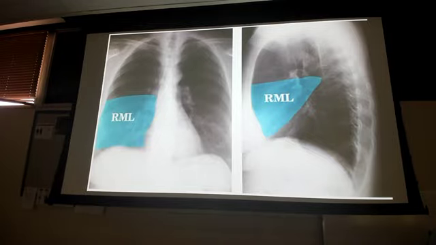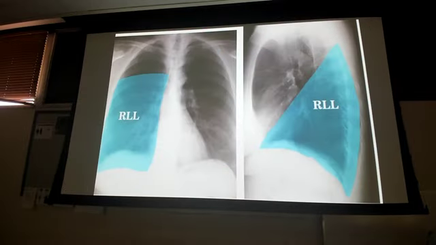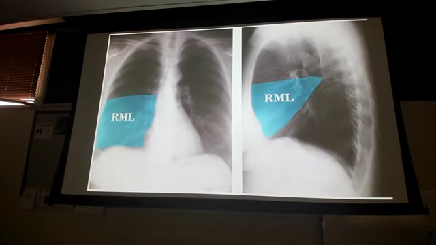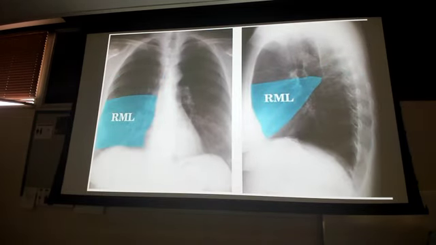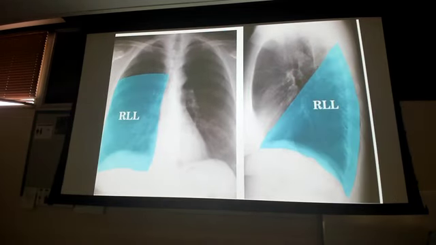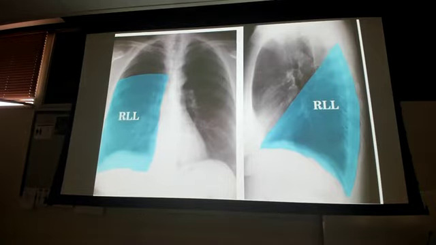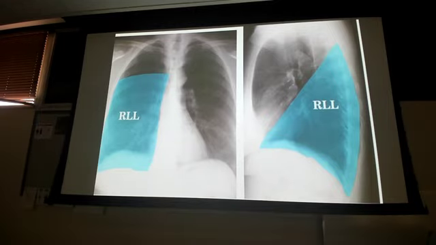Because on that PA, there's my right middle and there's my right lower. Look at how the right middle lobe and the right lower lobe overlap. There is no way for me to tell with just the PA on a clean x-ray whether this area is right middle or right lower. I have no idea. I need the lateral to figure out if it's in this area, right lower, or over the heart in this area, right middle.